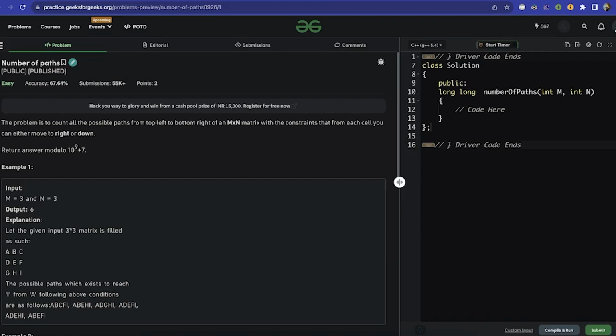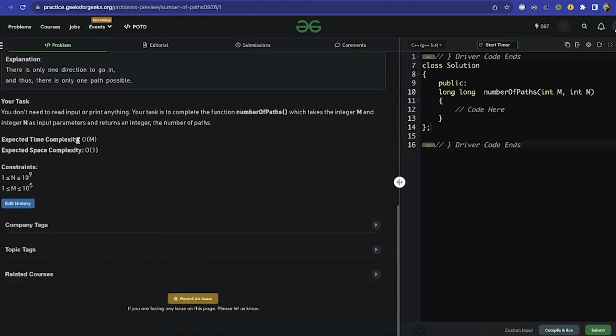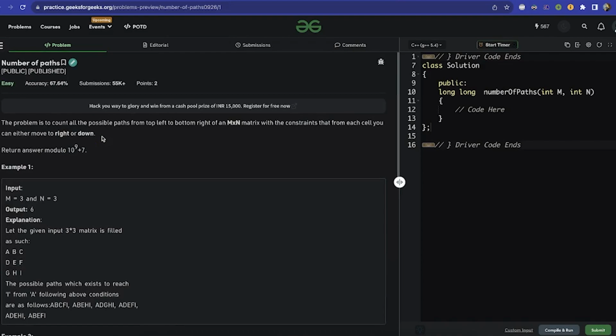Okay, so seeing the problem, it seems easy, but the expected time complexity is how much? Big O of M, not N cross M. That makes the difference. So I won't really explain the test cases because you are not here for the simple solution like recursive one or memoization. You already know that. Still, I would just quickly run down it for everyone.